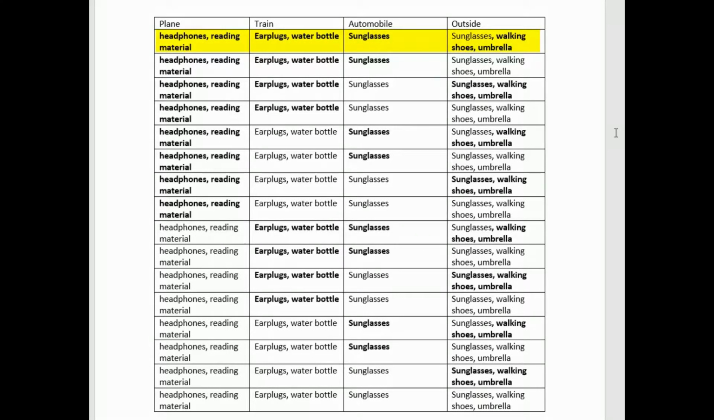So for a yes to everything, we expect to tell our friend to pack headphones, reading material, earplugs, water bottle, sunglasses, walking shoes, umbrella. Our next option is yes to everything except outside. Pack headphones, reading material, earplugs, water bottle, sunglasses. Then yes to everything except automobile. Pack headphones, reading material, earplugs, water bottle, sunglasses, walking shoes, umbrella.